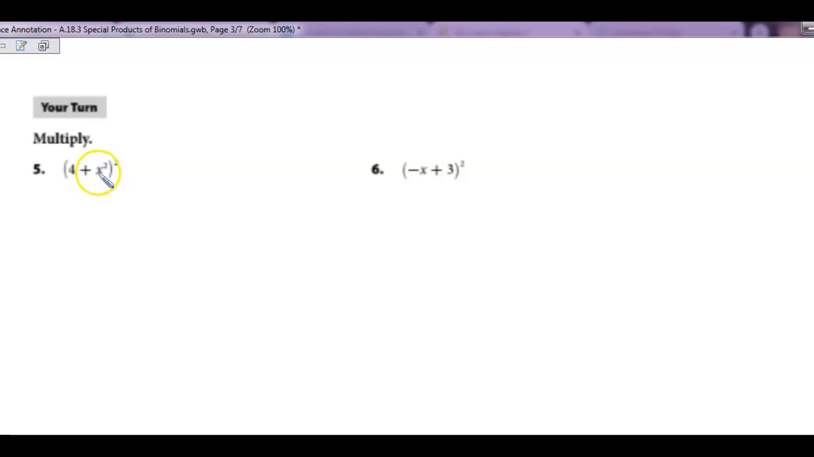so I have 4 plus x squared, squared, and so a squared would be 16, b squared would be x to the 4th power. 4 times x squared is 4x squared, times 2 would be 8x squared. So put it in standard form: x to the 4th power plus 8x squared plus 16.